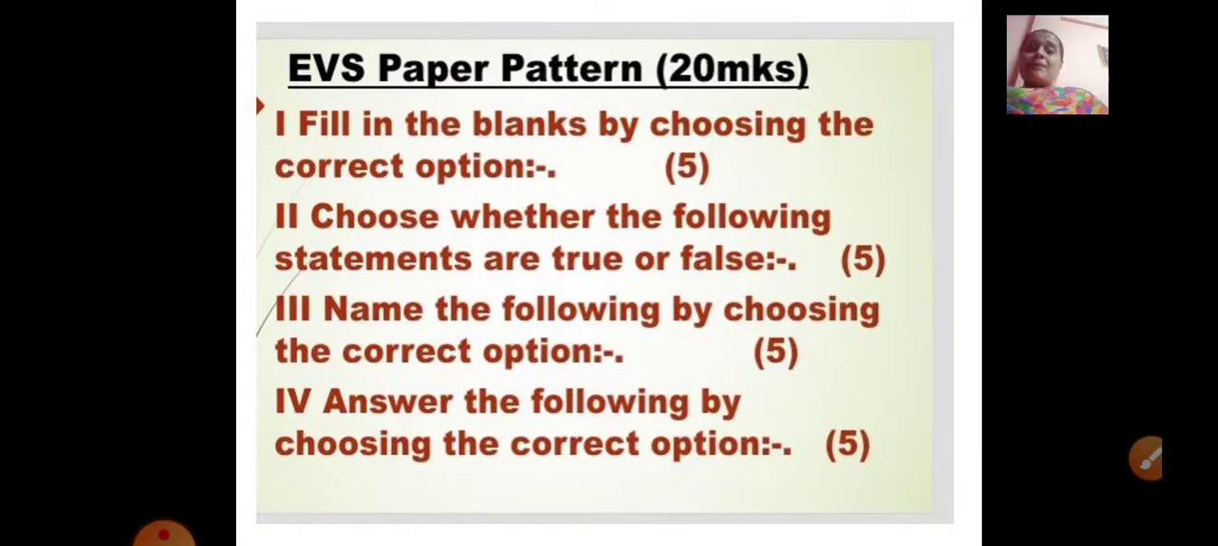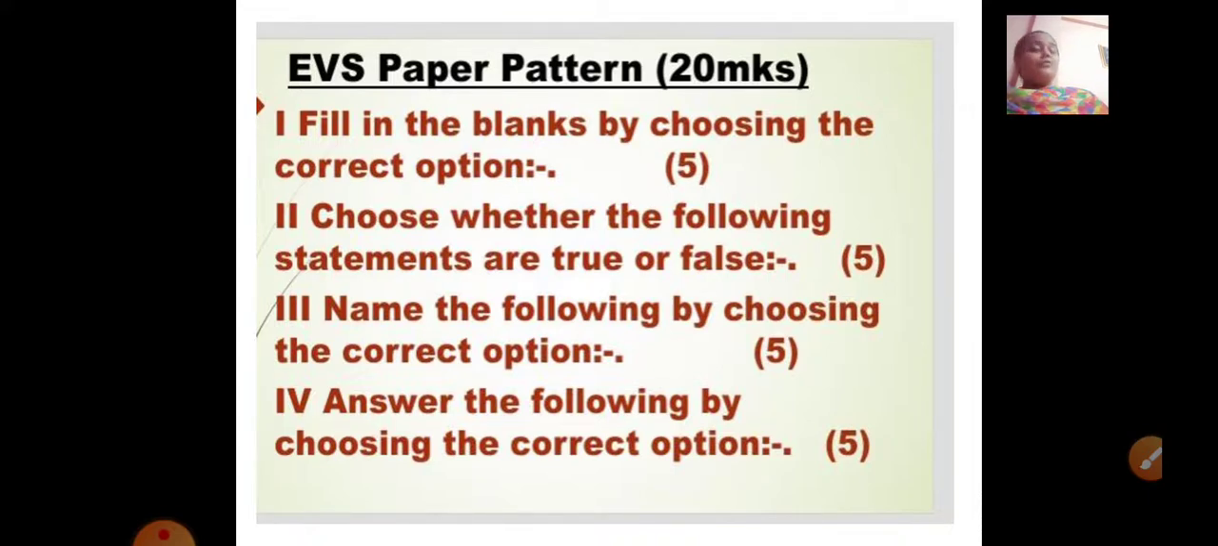Your EVS paper pattern will consist of two subjects, that is EVS 1 and EVS 2. Both include an EVS paper, okay? And total your EVS paper is going to be of 20 marks. Can you see it on the screen? Now, the Roman number 1 question, fill in the blanks by choosing the correct option, will be of 5 marks.